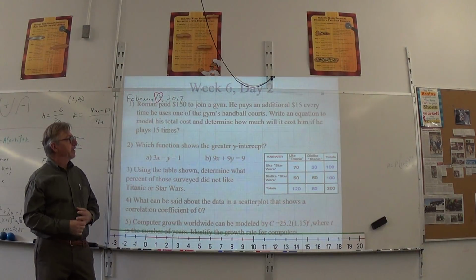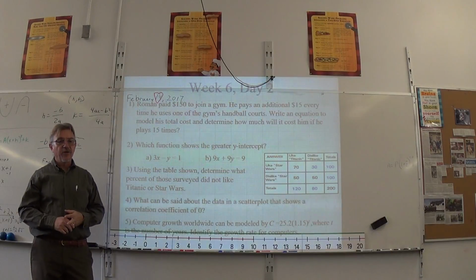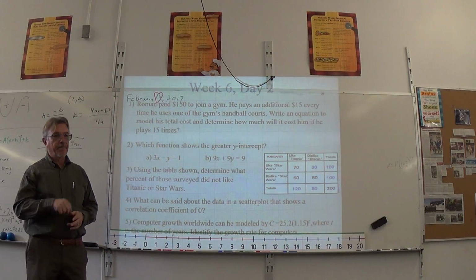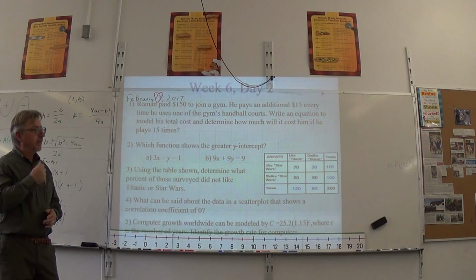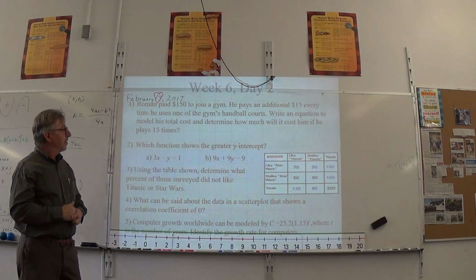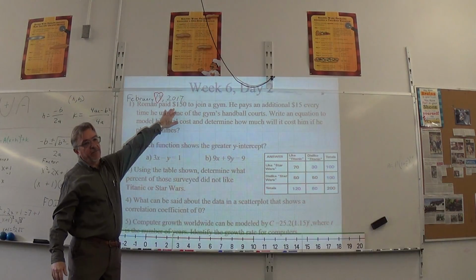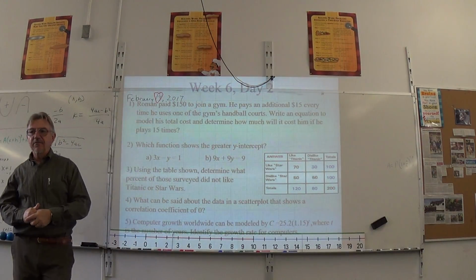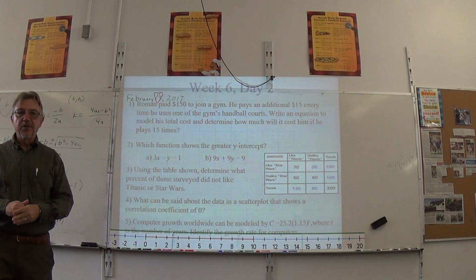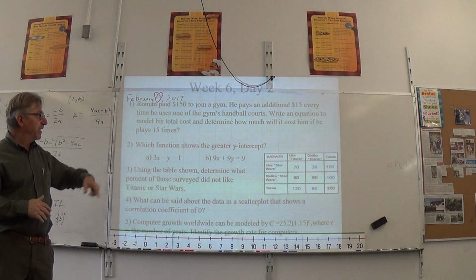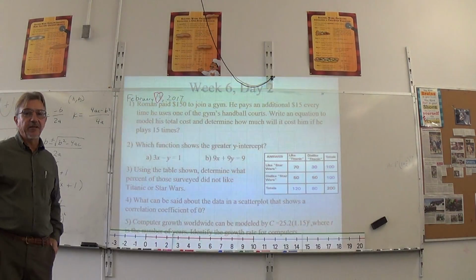Number one is, what's the equation going to be for number one, Aaron? Y equals 15x minus 150. Except would it be minus 150 or plus? It'd be a plus 150, right? Y equals 15x plus 150. And so if he plays 15 times, how much is he going to spend?